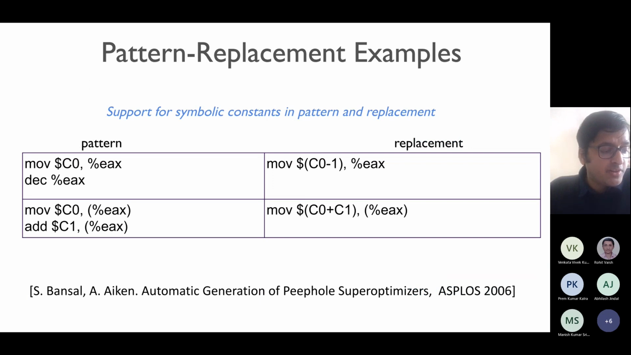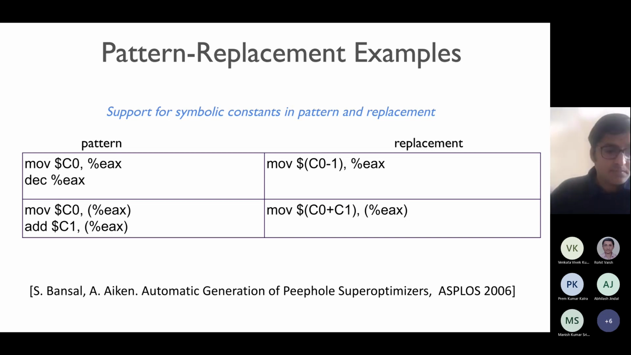Further, this work proposed the generalization of problem solution pairs to pattern replacement rules with symbolic constants. For example, you could have a pattern which said move C0 to EX and then decrement EX, and C0 could pattern match with any constant, let's say 1, 2, 3, or 4, 5, 6, and so on. And then the replacement could be move C0 minus 1 to EX. So the super optimizer was capable of learning and applying rules of this nature, where pattern matching is not just done on the name, but also on the constant value.